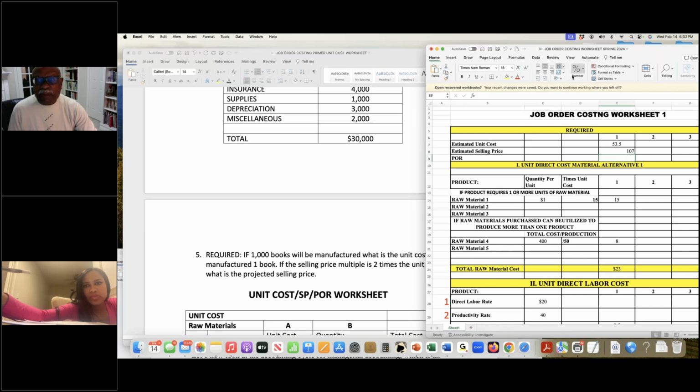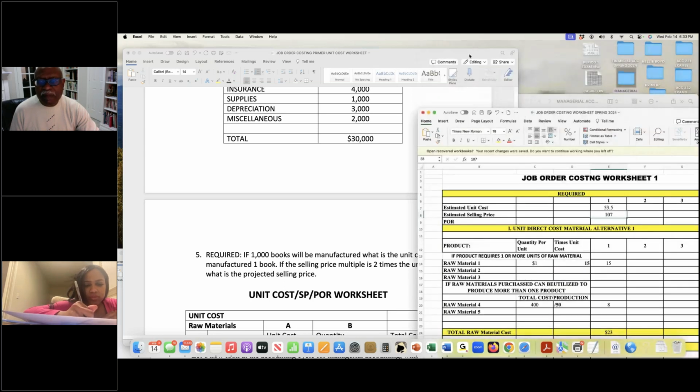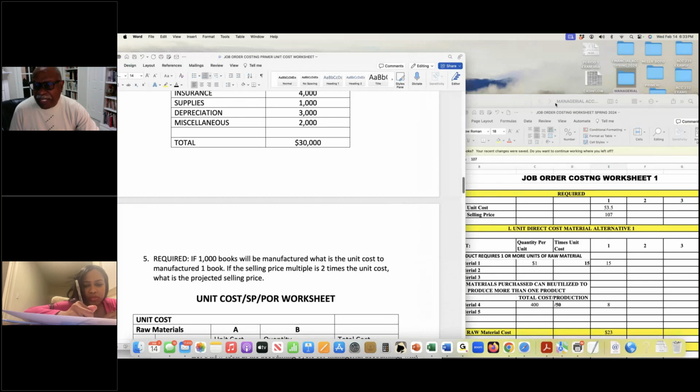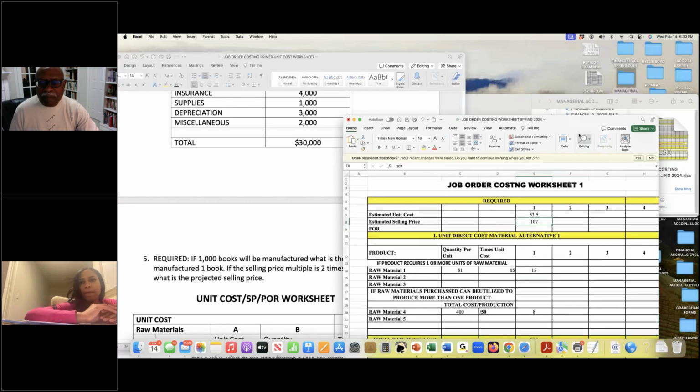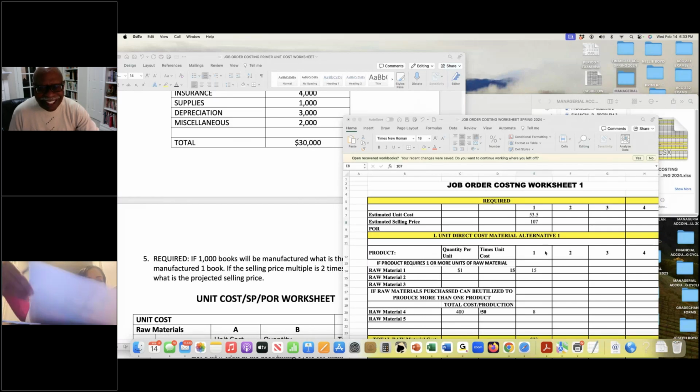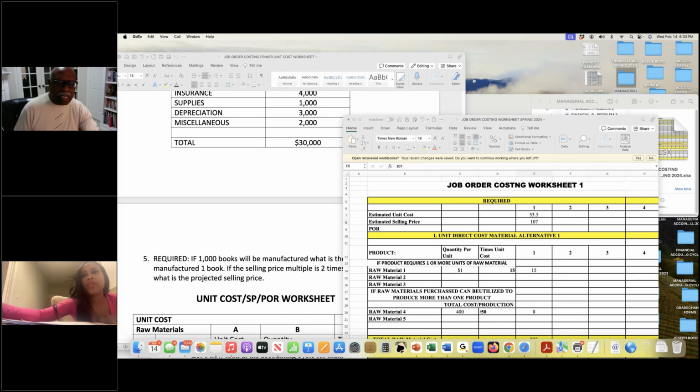So you now have this down. Are there any questions? Can we come up with any estimated selling price as long as we're making a profit? Yeah, you would look at what's happening in your industry for your product. The multiple might be 1, it might be 2, it might be 3.